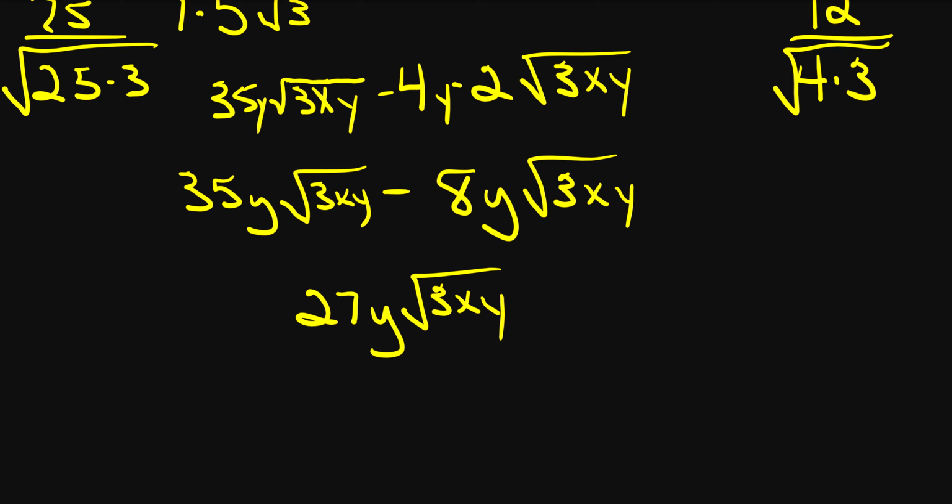I've got these two terms are like terms, and I've got 35y minus 8y. That gives me the 27y along with the radical of 3xy. Okay. Let's move on to our next example, example 4.